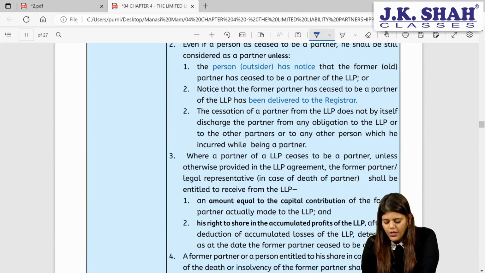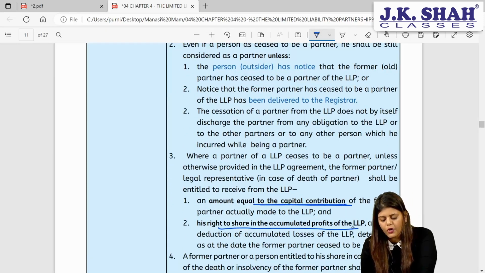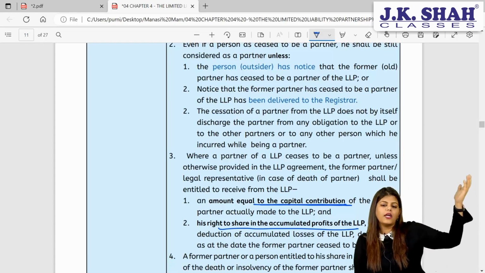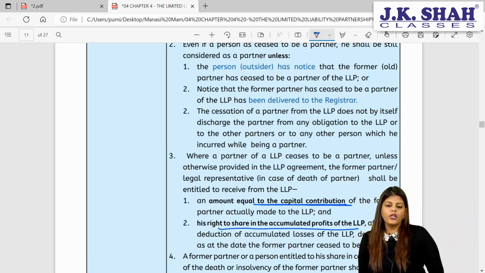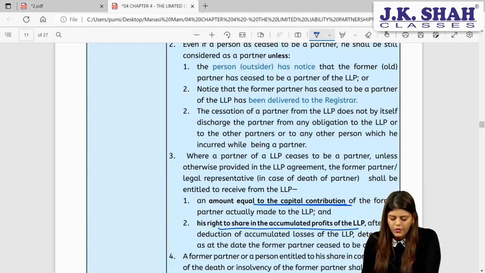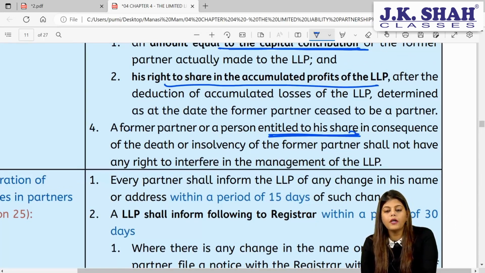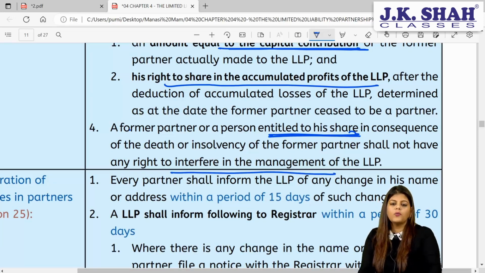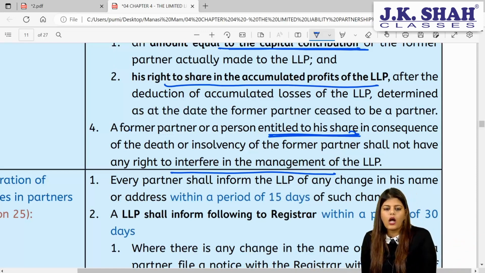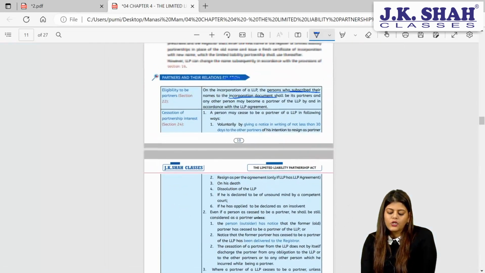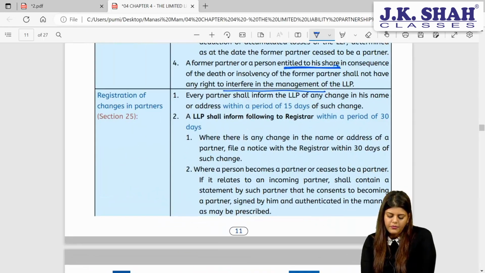And when you leave, you will get your capital contribution back and you will get your share of accumulated profits. So if I have left this LLP, whatever is my capital contribution, I'll get it back. Whatever is the share of accumulated profit, I will get that as well. Okay. And read this 4th point. A former partner who is entitled to his share. Former partner means ex-partner, who hasn't yet received his share, will receive it later. That does not mean he can interfere in the management. So if a partner has died or become insolvent, and his family hasn't yet received the money, the family can't say that they can now participate in the management. You can't. So that is your cessation of partnership interest.